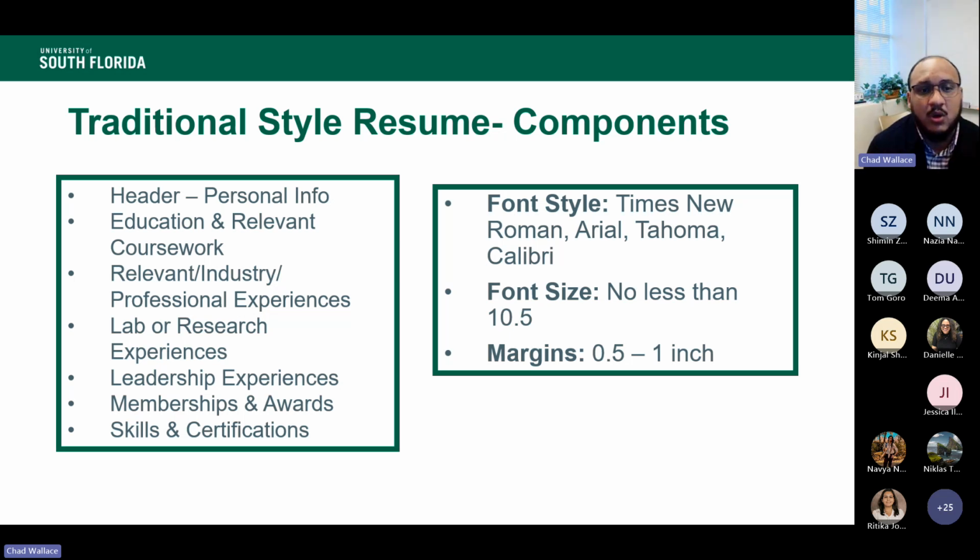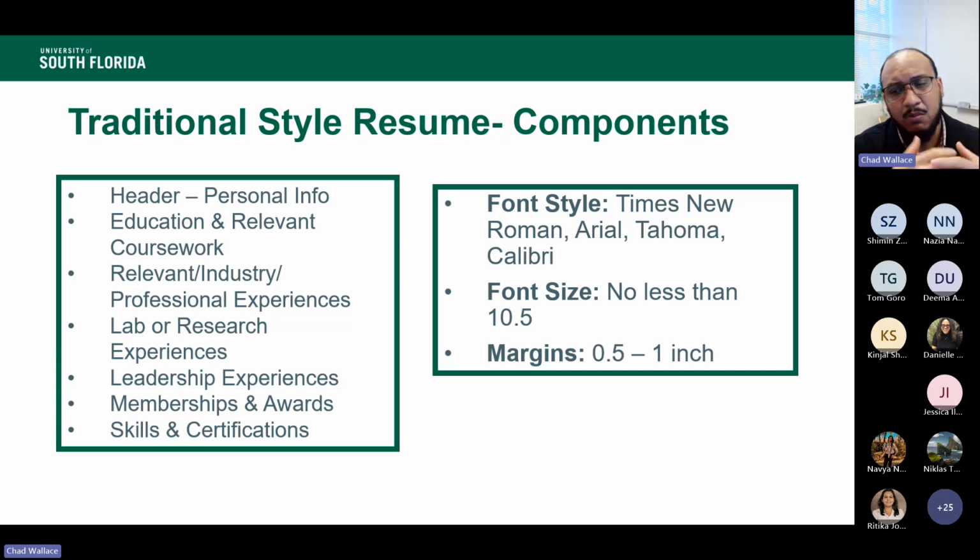So yeah, you want to go into your header information, then your education section, relevant coursework. Relevant coursework can be anything from what you've taken currently or in the past that's relevant to what you may be applying for. And then you go into relevant experiences, right? This can be anything from industry, professional, internships, research, anything you think is relevant to what you're applying for. You want to showcase that at first. And then from there, you can go into your other work experiences.